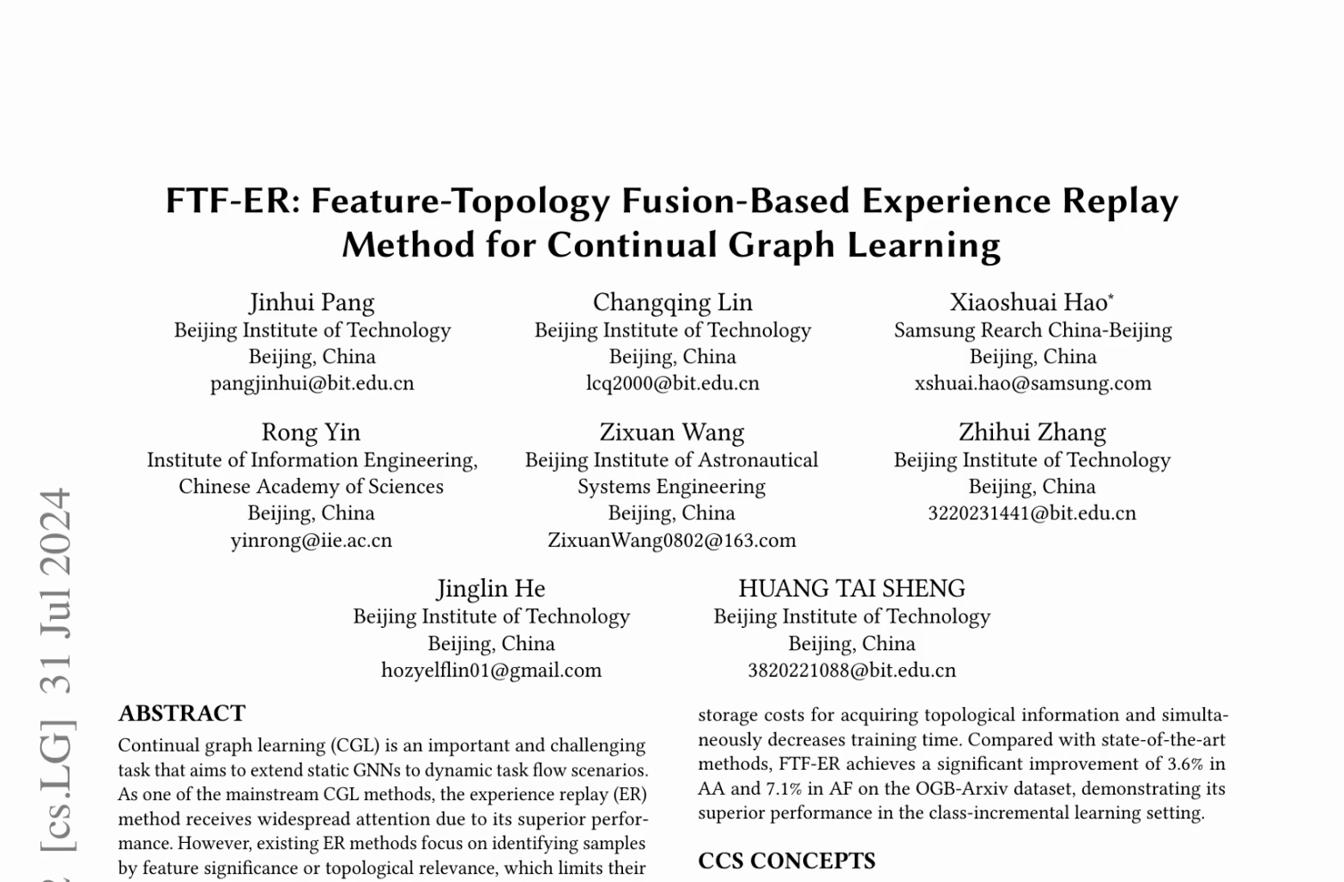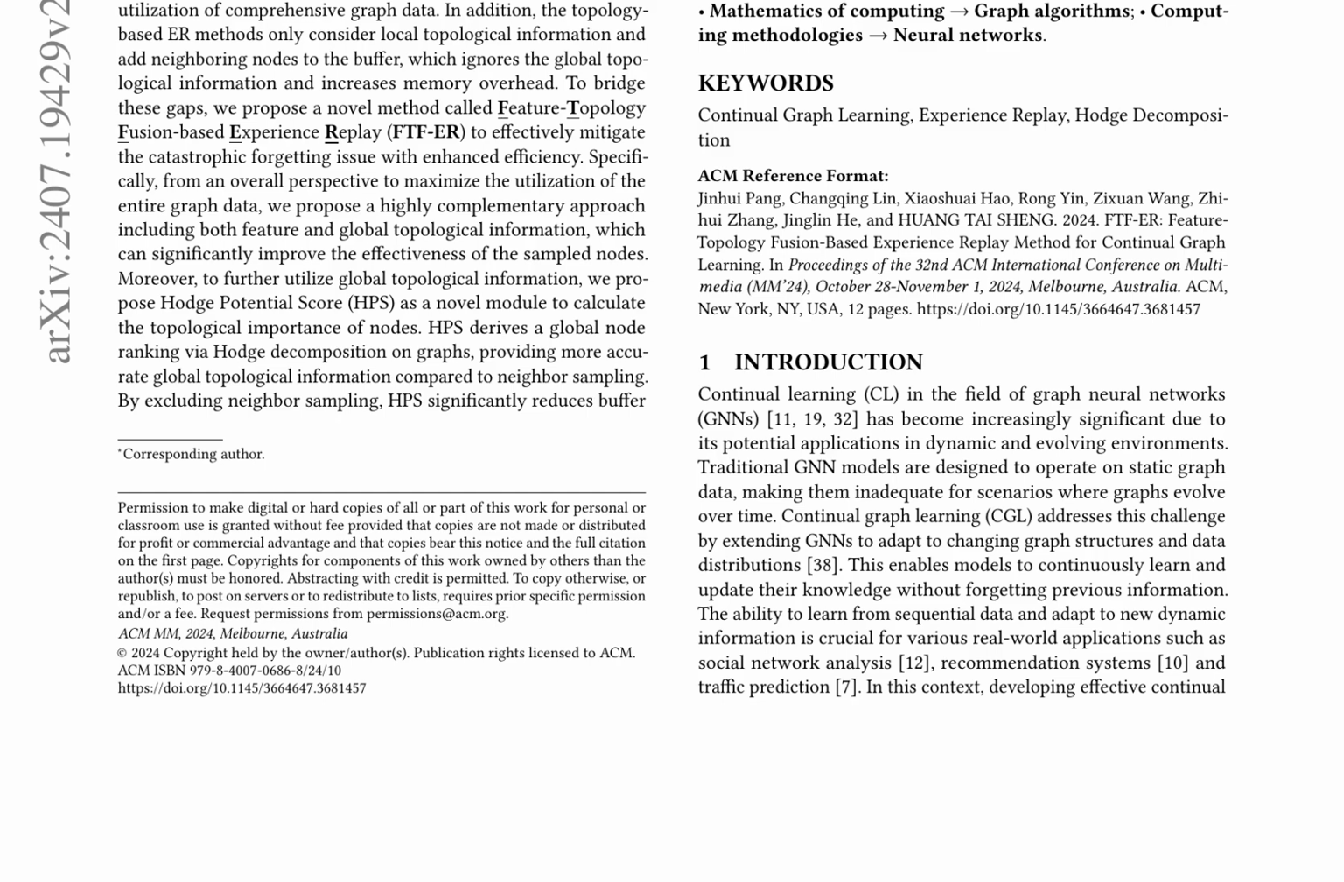To bridge this gap, the proposed feature-topology fusion-based experience replay (FTF-ER) method integrates information from both feature and topological levels to mitigate catastrophic forgetting in CGL. FTF-ER employs two theoretically grounded approaches to calculate node importance scores: gradient norm score (GRAND) for feature-level importance and Hodge Potential Score (HPS) for topological level importance.